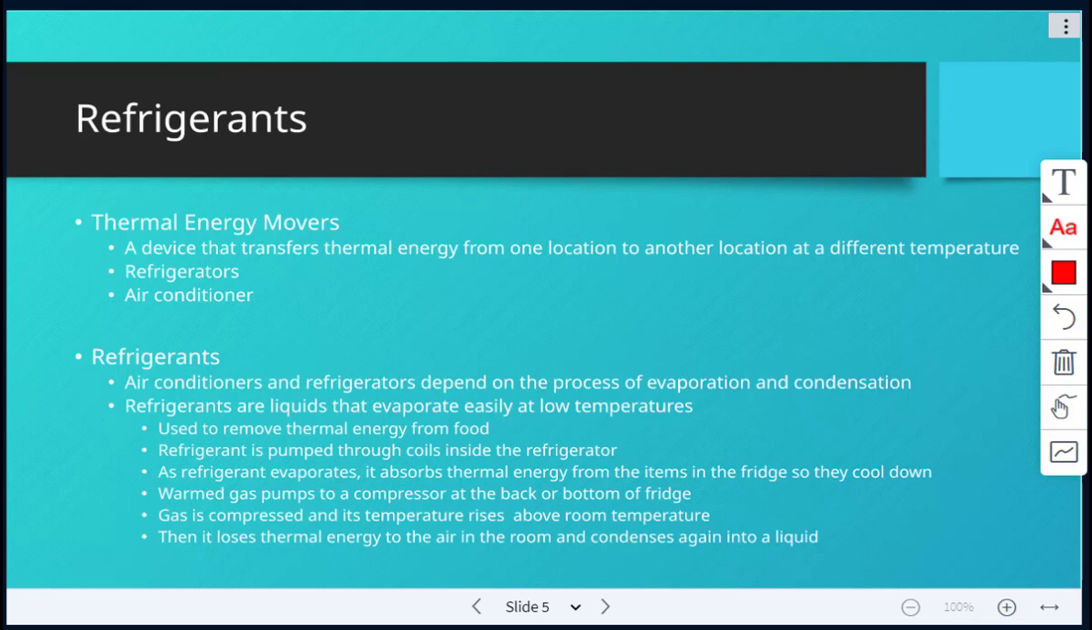They're basically used in refrigerators and air conditioners to remove thermal energy. In a refrigerator, they would remove thermal energy from the food, and that liquid refrigerant gets pumped through the coils inside the refrigerator. As that liquid evaporates, it absorbs thermal energy from the items in the fridge so that they cool down. Warmed gas pumps to a compressor at the back or at the bottom of the fridge. That gas is compressed, the temperature rises above room temperature, and then it loses the thermal energy to the air in the room, and it condenses back into a liquid again. All right, so that's how refrigerants work in a refrigerator.